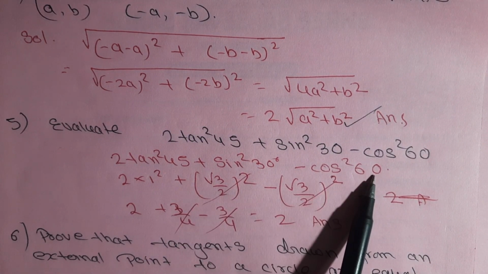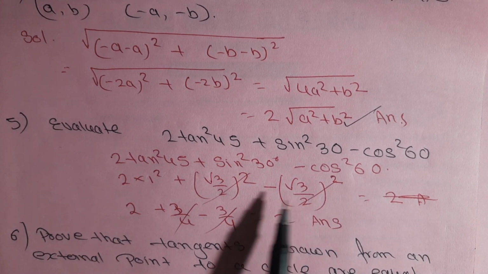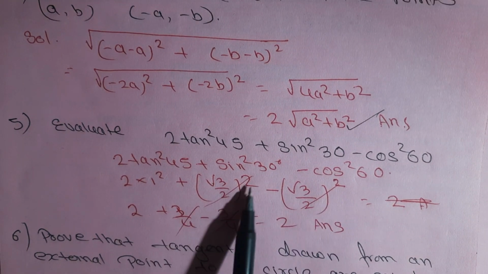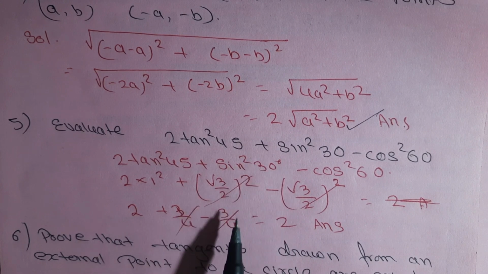Again cos 60 degree is also root 3 by 2. So we have put the value here. These are the trigonometrical ratio values. Now here, not here, I have just cancelled it. Don't cancel it because square is given. First you make it square.